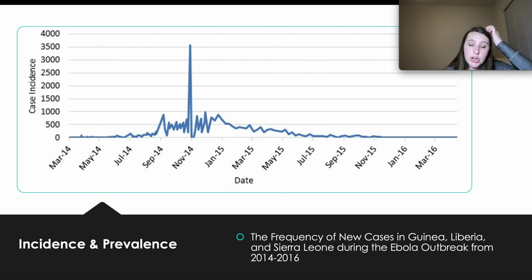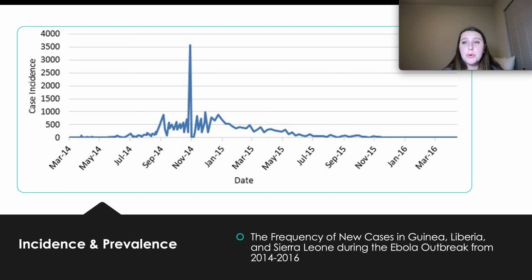So this diagram here shows the frequency of cases in Guinea, Liberia, and Sierra Leone during the Ebola outbreak from 2014 to 2016. And in these 2 years, we can see that 2014 had the greatest number of case incidents. And the Zaire Ebola virus was the cause of this outbreak. Approximately a little over 28,000 cases were reported, and the mortality rate was around 40%.